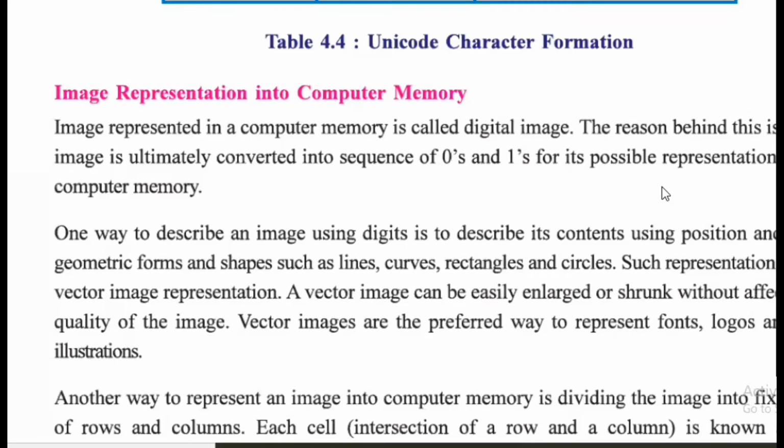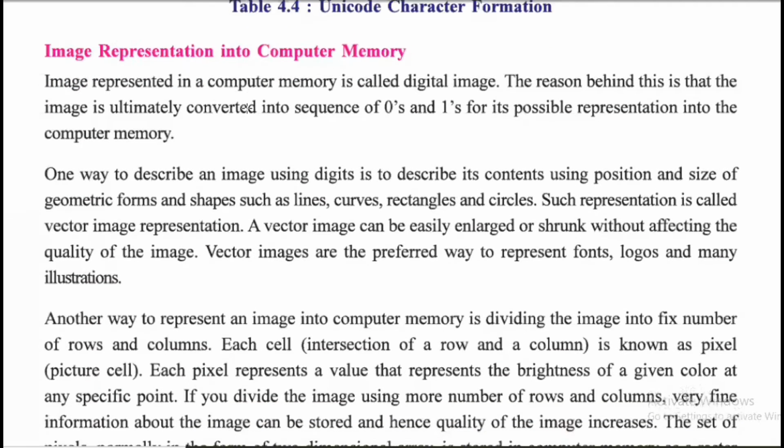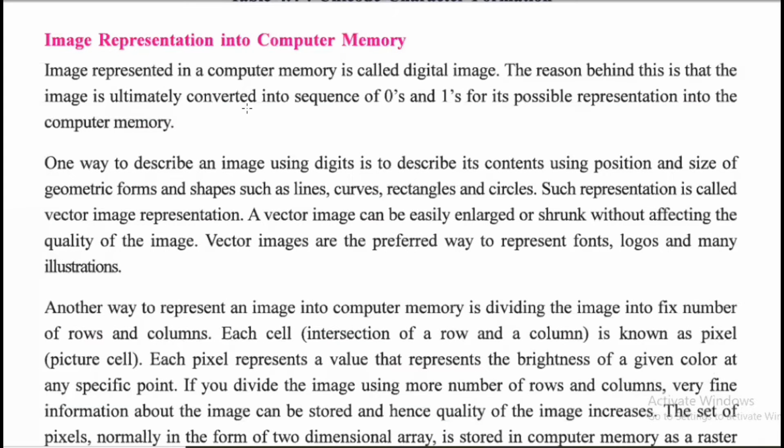We are going to learn about how image is represented in computer. Now on your screen, you can see the textbook part, page number 45, image representation into computer memory. When we store any image in computer, how is it stored and in which type? Since we know that whatever computer is storing is in the sequence of zeros and ones, whether it is text or numbers or image, it is stored in zeros and ones only.